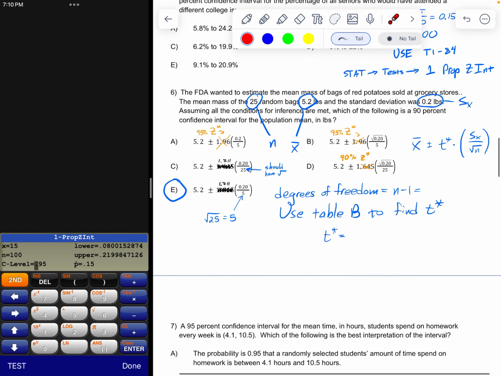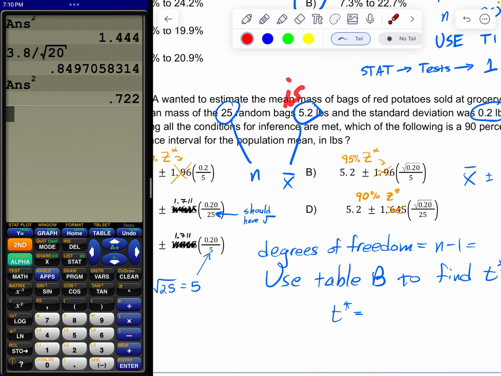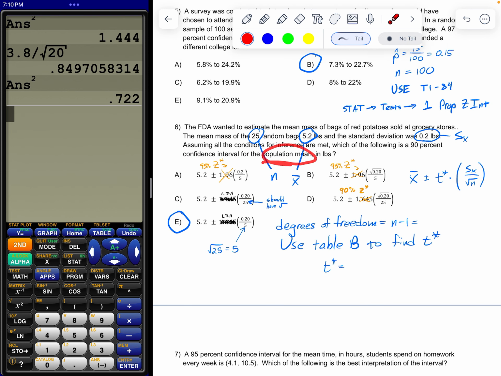Number 6, the FDA wants to estimate the mean, okay, sample mean. So it's the next bar question. The mean mass of bags of red potatoes sold at the grocery stores. The mean mass of the 25 random bags is 5.2 pounds, and the standard deviation was 0.2 pounds. That's your sample standard deviation. All the conditions are met. Which of the following is a 90% confidence interval? Okay, so for the population average.